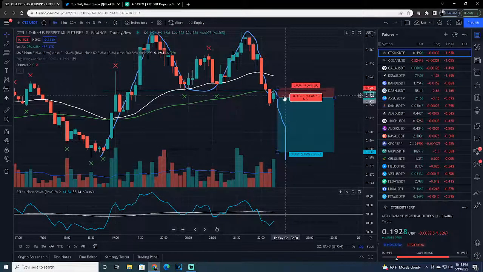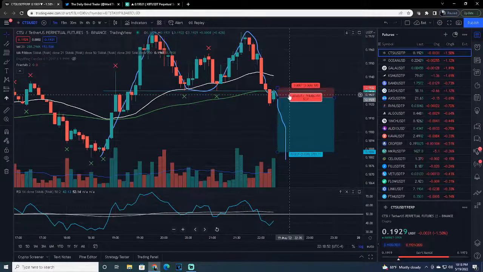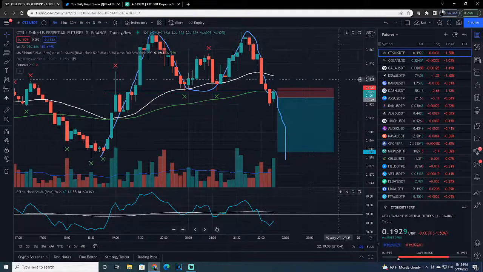And again, a really tight stop loss back above this support turned resistance. You don't want to lose too much on this, because if it goes back above here and closes back above here, this move is likely done. It's likely going to consolidate here, or it's going to make this consolidation range.